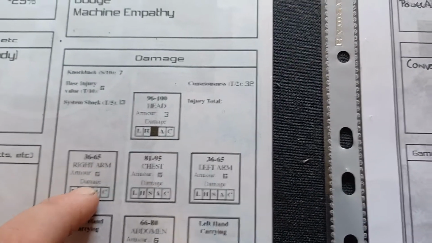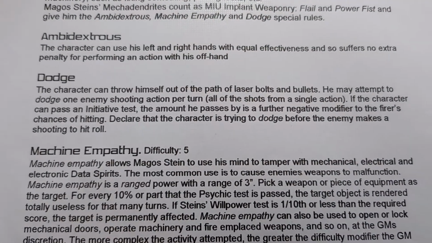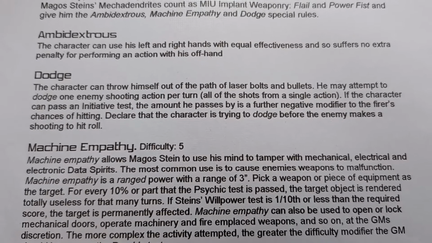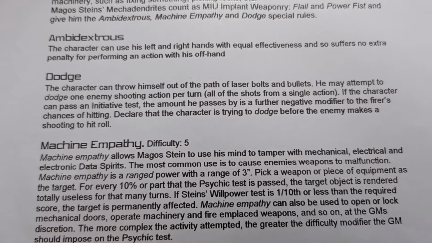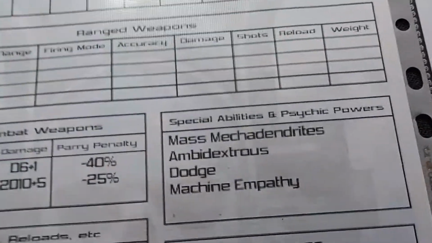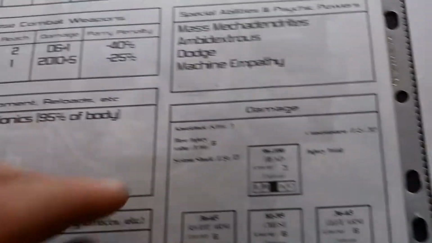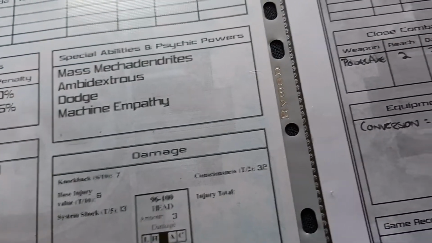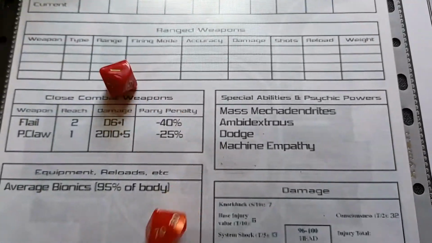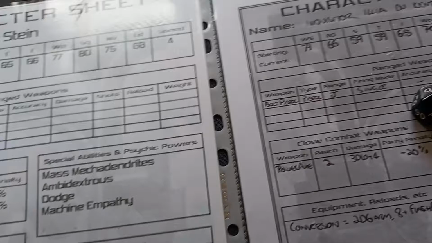So, yeah, we've got the dodge skill. He can dodge 1 enemy shot a turn, if he can pass initiative, which reduces the ballistic skill. So his initiative is 66. If he can roll 66 or under, he can dodge. Nope, he fails. So he doesn't dodge.